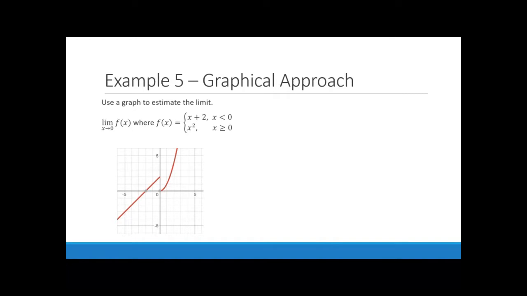Okay, now here's another one. This time we have a piecewise function. It says use the graph to estimate the limit as x goes to 0. So I'm looking at what happens as I head towards 0 in both directions. If I'm going from left to right, I'm going to put that little negative sign as an exponent there.